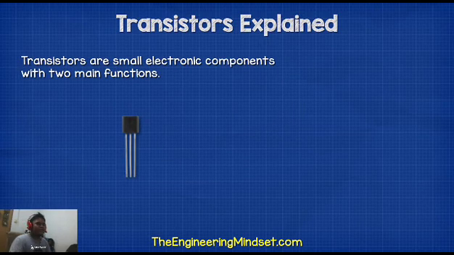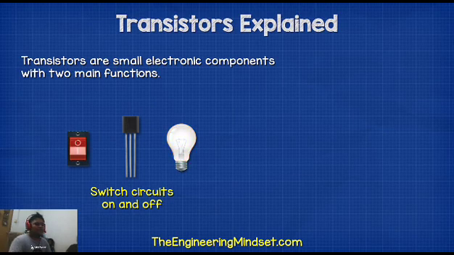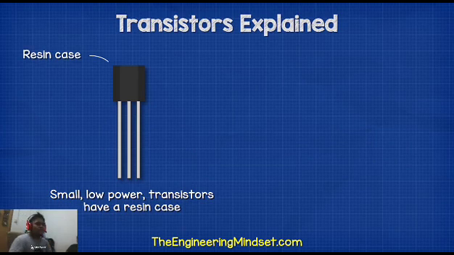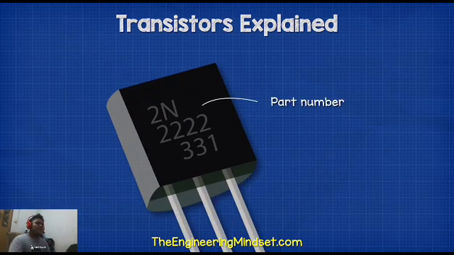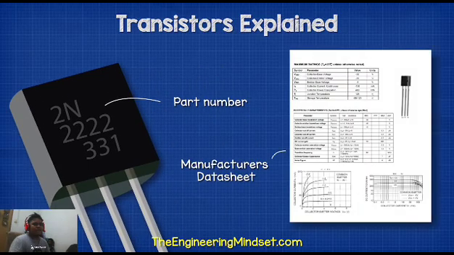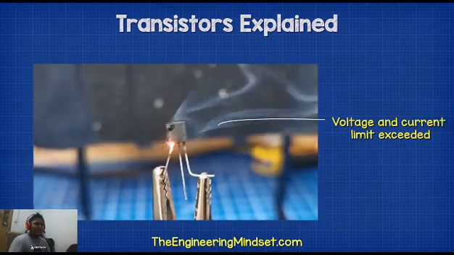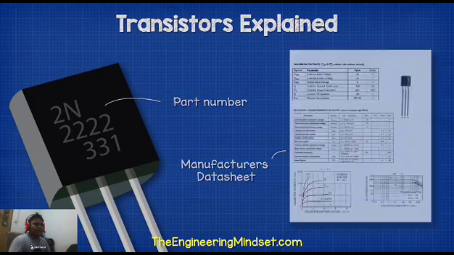A transistor is a small electronic component with two main functions: acting as a switch, turning a circuit on and off, and amplifying signals. Transistors come in a plastic case, but high power transistors have a partly metal case. They also have a part number, and we can refer to the manufacturer data sheet for the voltage limit and current.